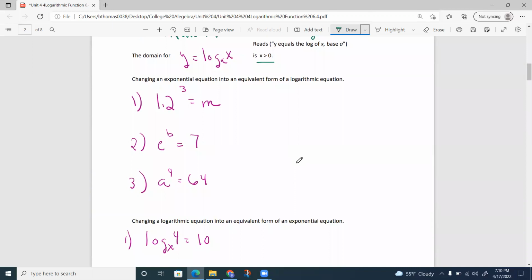So some things we're going to be doing in our homework, changing an exponential equation into its equivalent form of a logarithmic equation. So if we have 1.2 raised to the 3rd power equals m, I can write this as a logarithm. Now, the way I do it is I focus on the exponent first. That becomes one side of the equation. So this becomes 3 is equal to, and then I use my log form. So the log of, the base is the 1.2, which means the m would have to be what we're taking the log of. So 3 equals the log of m base 1.2 would be the way of reading that.